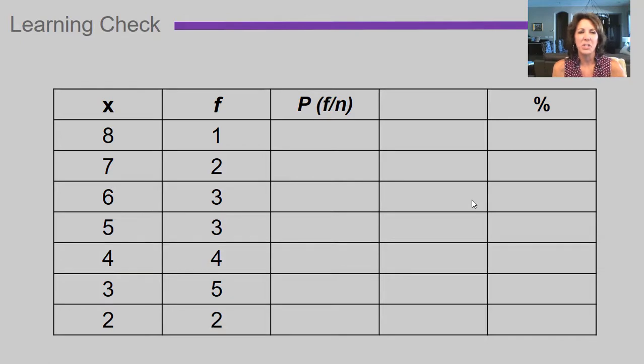So let's do a learning check real quick. I'm going to have you fill out this table on your own. I want you to pause the computer and then come back. I do have a blank column here, and that's where you can put your decimals. So I want you first to find the proportion for each of these frequencies, convert them to a decimal, and then find the percent. Come on back, I'll be waiting for you.